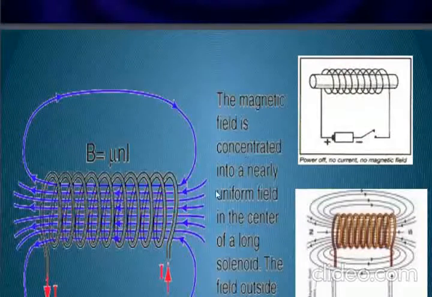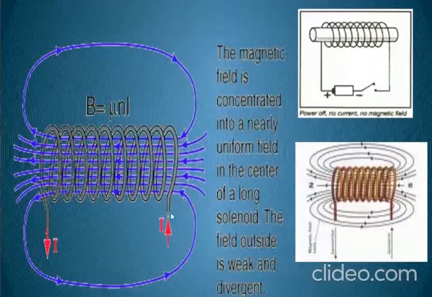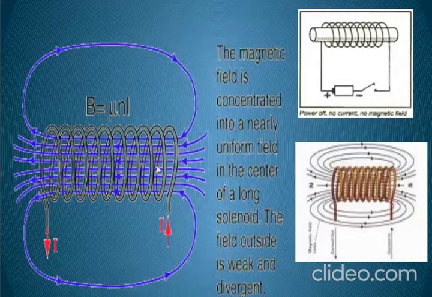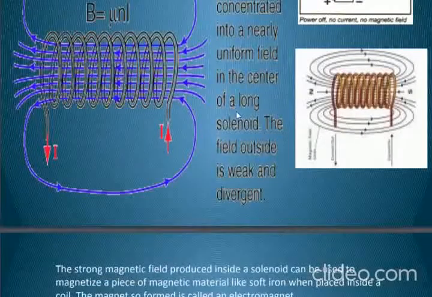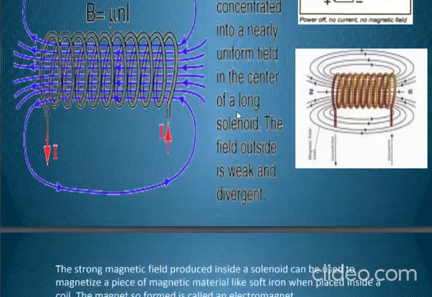So one thing we have to remember once again, that in the interior of the solenoid, magnetic field is uniform and stronger. On the other hand, outside the solenoid, magnetic field is weaker and negligible. Just like inside the bar magnet, magnetic field was uniform and stronger. On the other hand, outside the bar magnet, magnetic field was weaker.